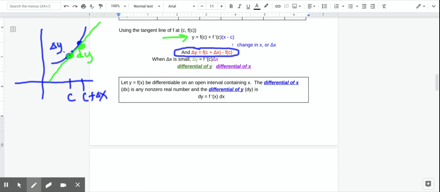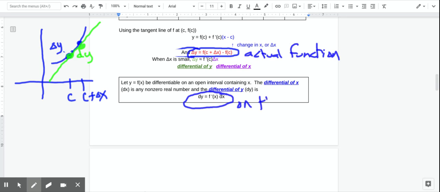So it's going to approximate that change in y, but to do it on the line instead of on the actual function. So we call the delta y a differential of y, and we call delta x a differential of x. So the two really key things that we want to have is right here, delta y. That is on the actual function. And like I said, often we can't find that, but what we can find is dy. And that's the change in y on the tangent line.